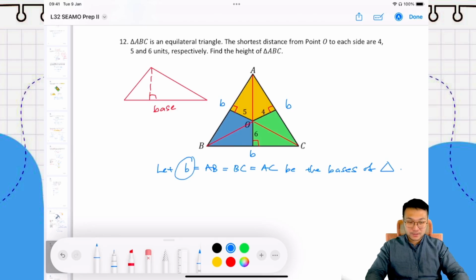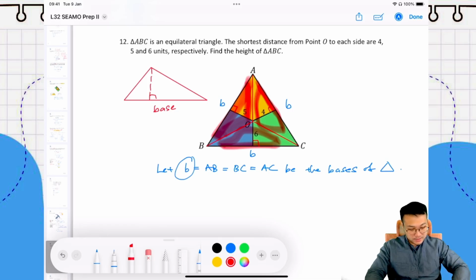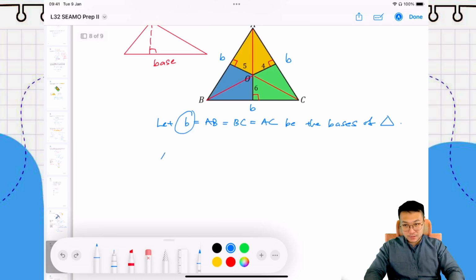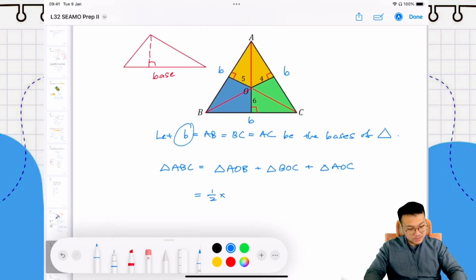Okay. Alright, Vedant, let's take a look at this. Now, can you tell me if I add all these 3 triangles together, will I get the entire triangle? Yes. So let's do that, okay? So the triangle ABC, which is the big triangle, equals AOB plus BOC plus AOC. So how do I find the area of AOB? Half times, what is the base? Base.